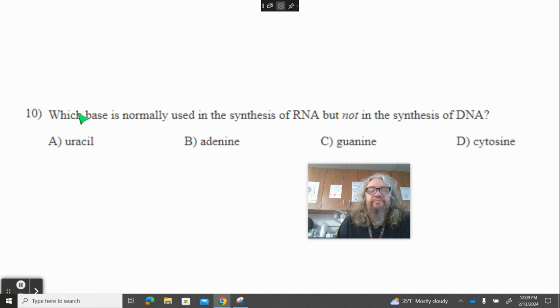Number 10, which base is normally used in the synthesis of RNA, but not in the synthesis of DNA? A, uracil, B, adenine, C, guanine, D, cytosine.